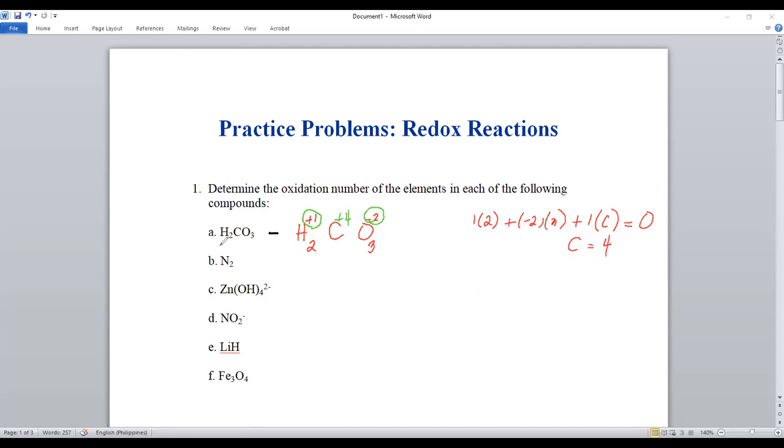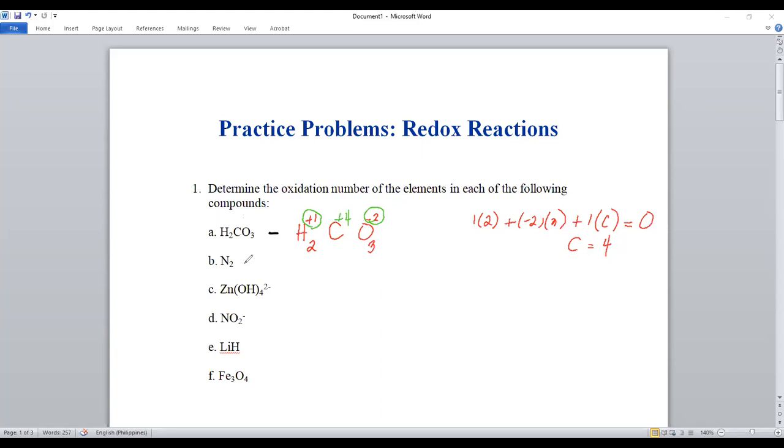What is the oxidation state of nitrogen? Actually, this is nitrogen gas. So what is the oxidation state of this? Okay, I have an answer in the chat box. 0, very good. Just like hydrogen, just like O2, if it stands alone, it has an oxidation state of 0. So this one has an oxidation state of 0.